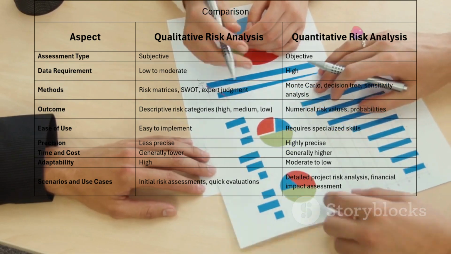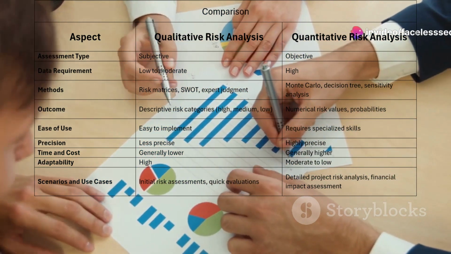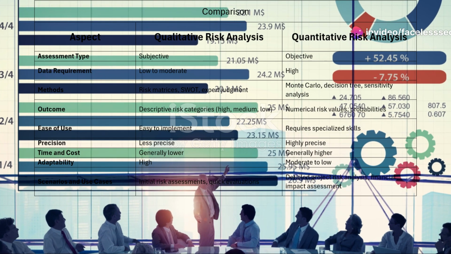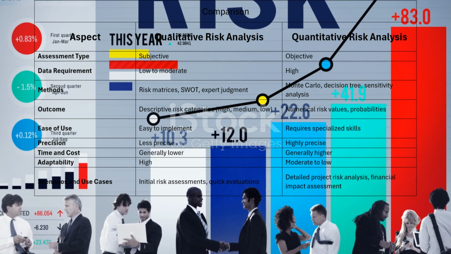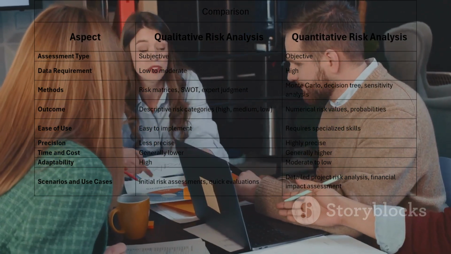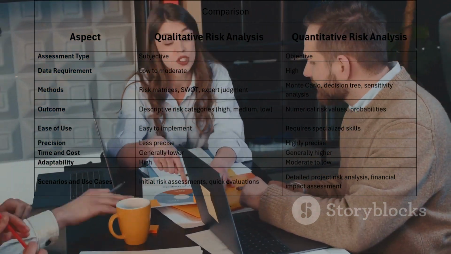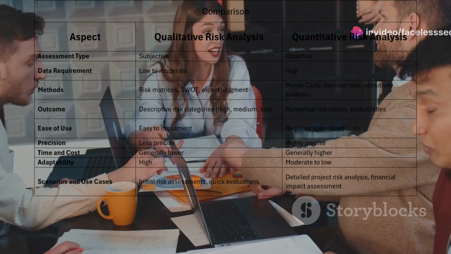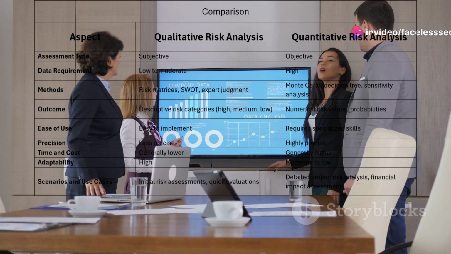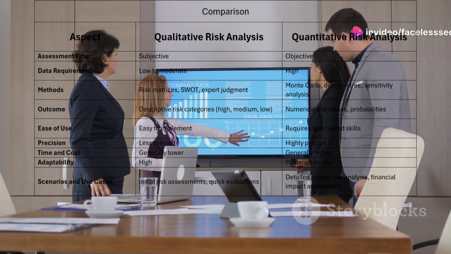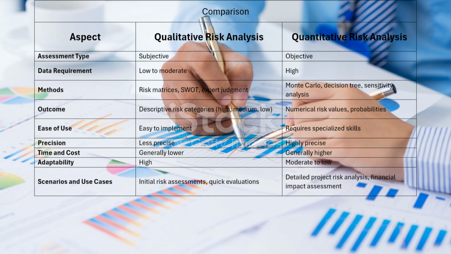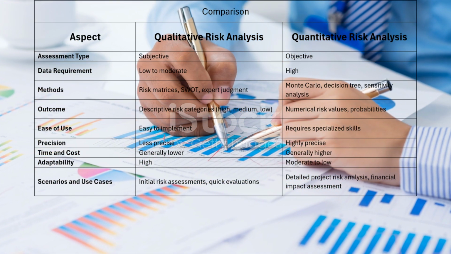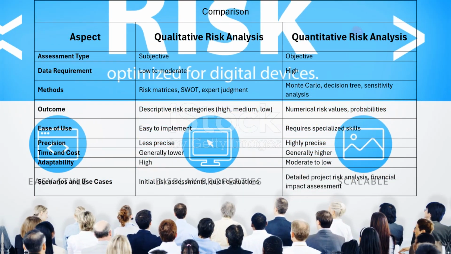Now, let's look at a quantitative risk analysis example for a financial investment project. In this scenario, we are assessing the financial impact of market fluctuations on a portfolio. The method involves using Monte Carlo simulations to model different market scenarios and their probabilities. The outcome provides precise financial risk estimates, such as the potential loss in portfolio value under adverse market conditions.